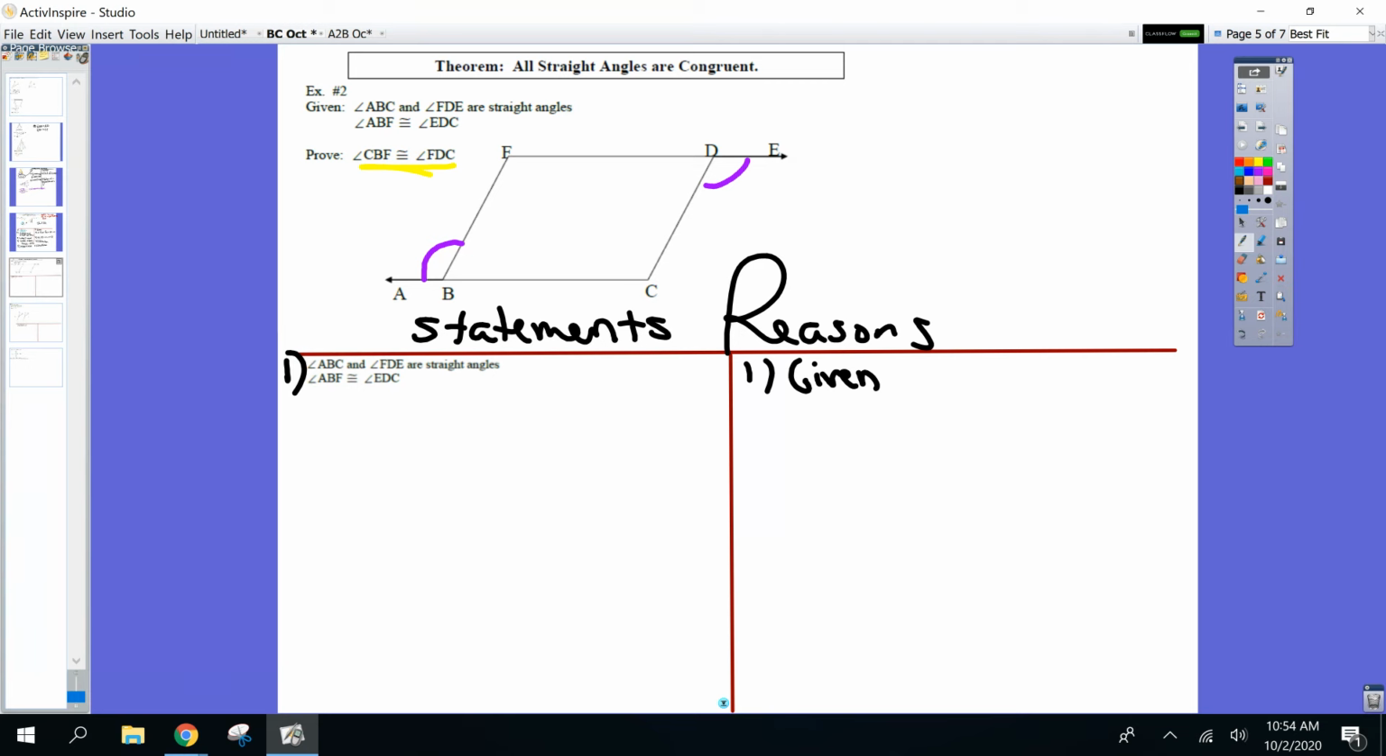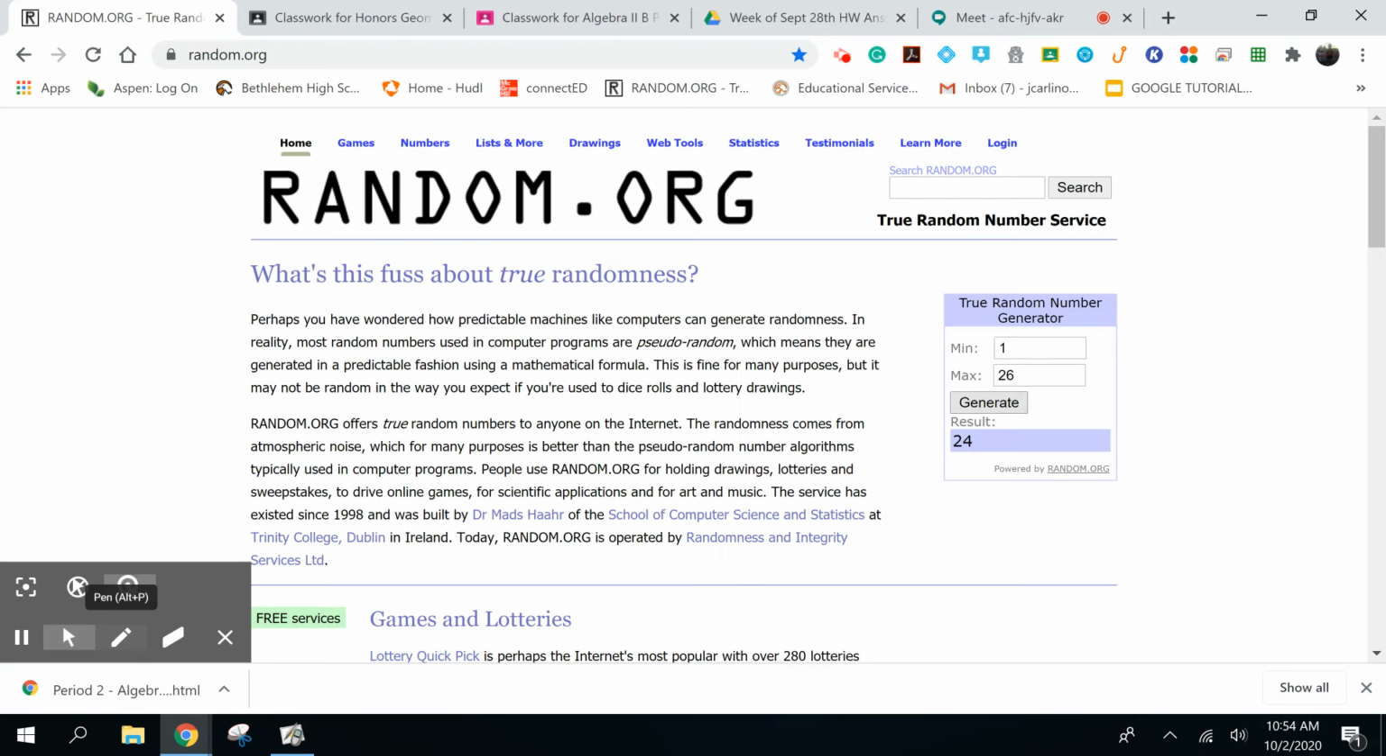What can you do with the straight angle and this angle, ABF, to get to that angle? What can I do with the straight angle and this angle here to get to FDC? What do I have to do to the two there? They're there for a reason. Will, what do you think?